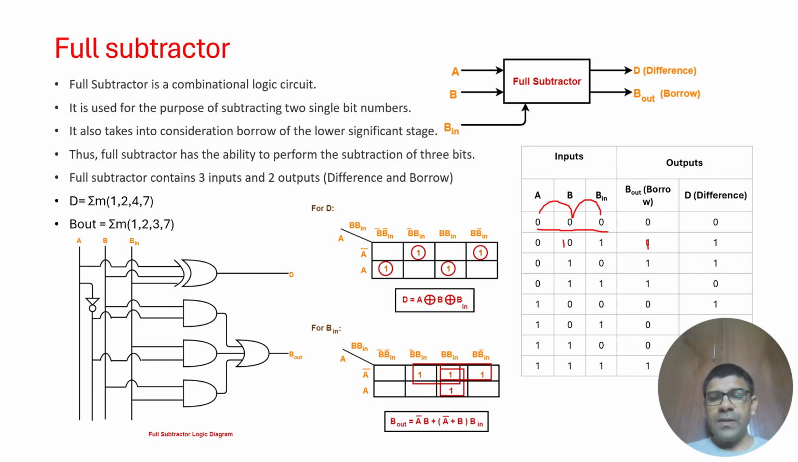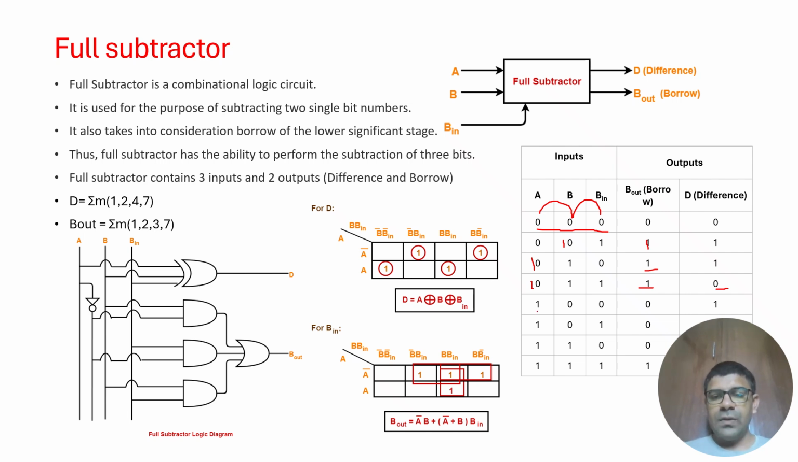Next, 0 minus 1 is not possible, so we get a borrow. Borrow is 1, so it becomes 10. 10 minus 1 is 1, so difference is 1. Next, 0 minus 1 is not possible, same, we get a borrow, so borrow becomes 1. Then 10 minus 1 is 1. Again 1 minus 1 will be 0, so the difference is 0.